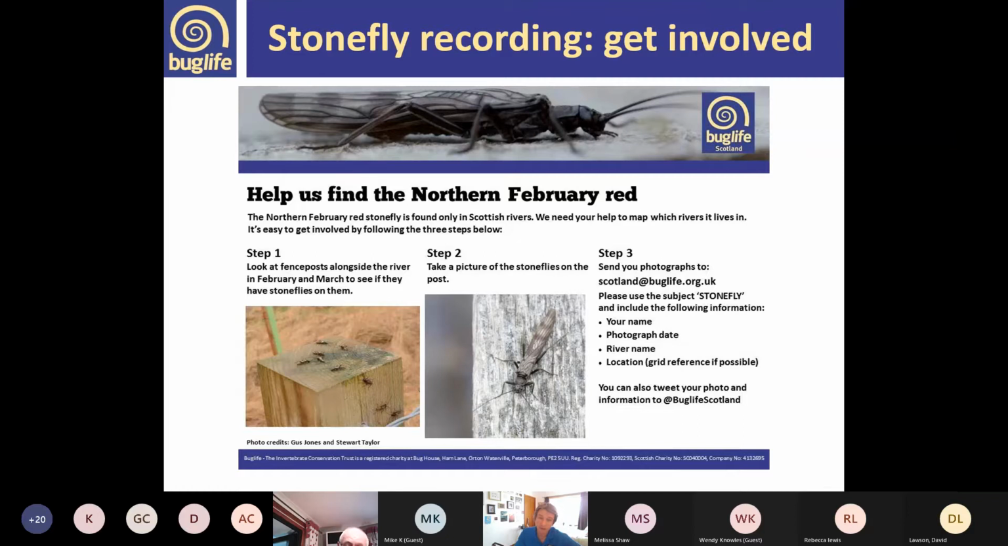But the more people get involved, the better we'll begin to understand the true distribution of this particular species of stonefly.